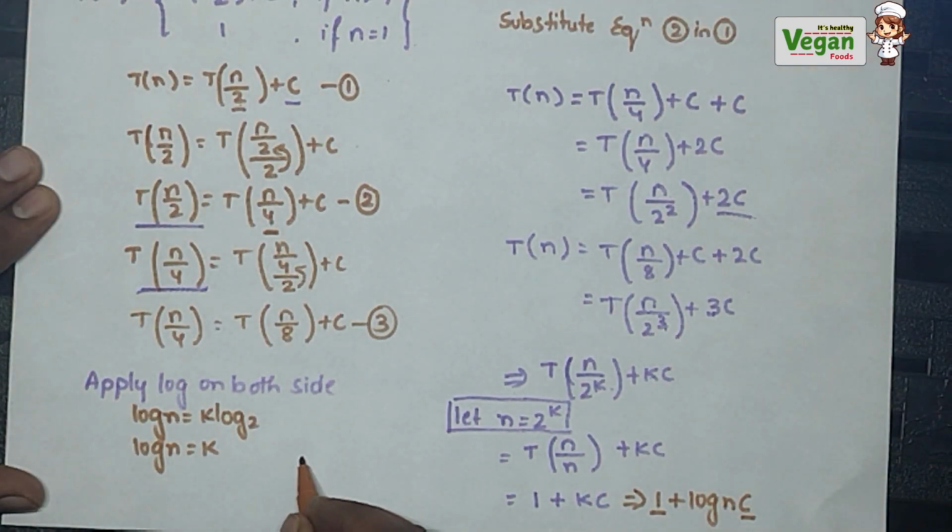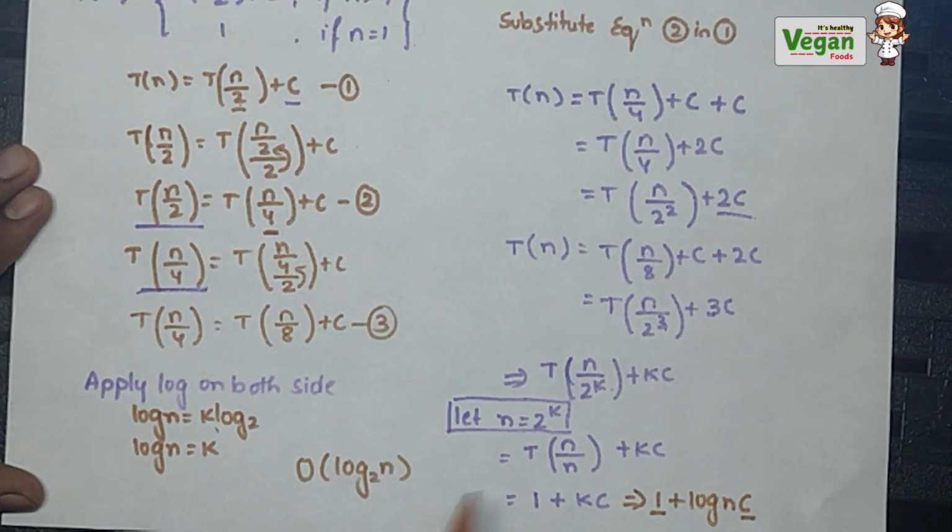So you can write the time complexity as order of log n, and its base is equal to 2. So the base of the log is 2. Order of log n is the time complexity we got at the end.